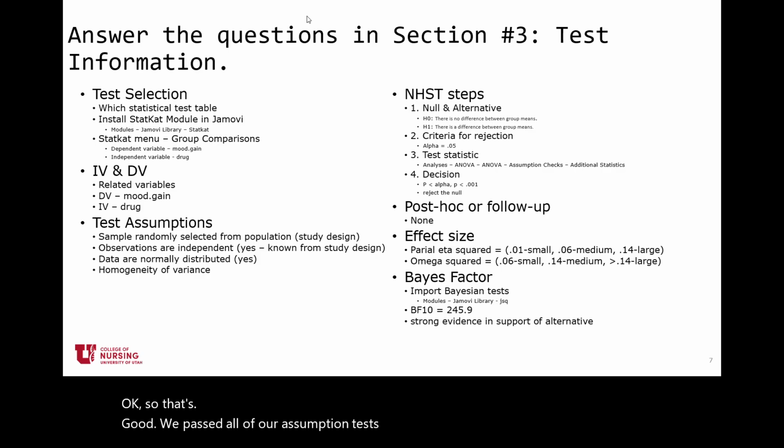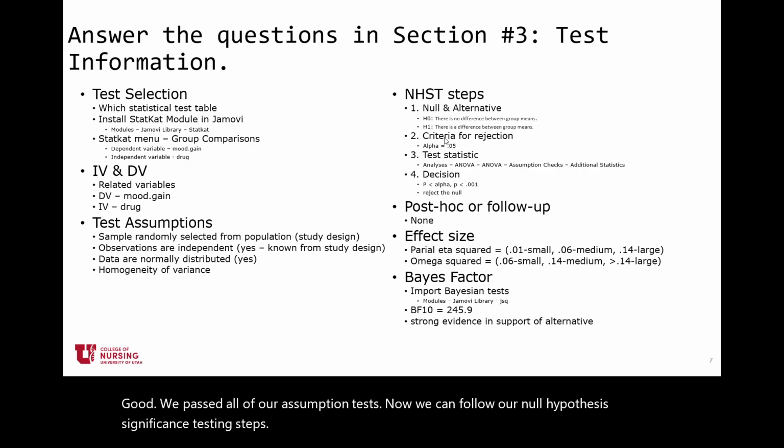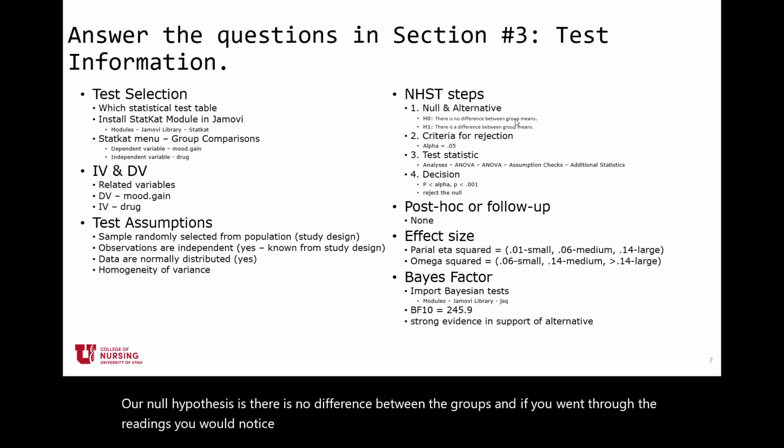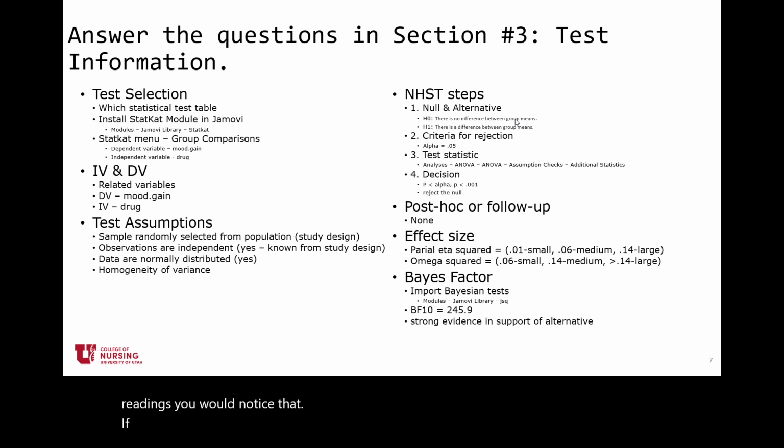Now we can follow our null hypothesis significance testing steps. Our null hypothesis is there is no difference between the groups. And if you went through the readings, you would notice that if it's 3 or more groups, it's any difference anywhere. It doesn't have to be between any particular one.